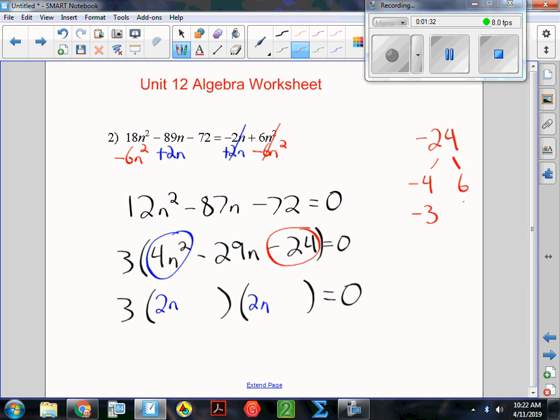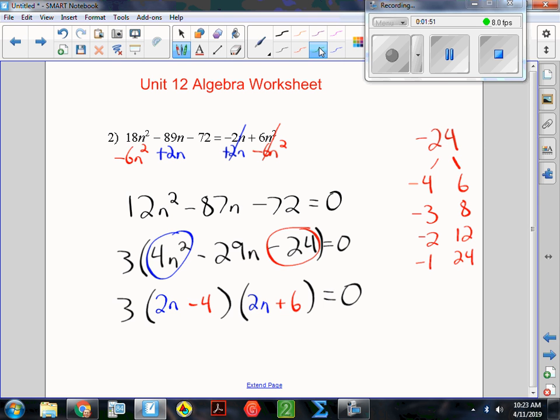It could also be 3 and 8. It could also be 2 and 12. It could also be 1 and 24. So there's going to be a lot of things to check, and it's just the process of going through and seeing what works and what doesn't work. So if I just start with negative 4 and 6.